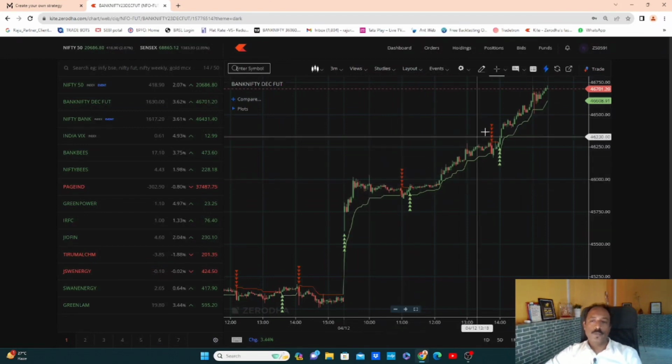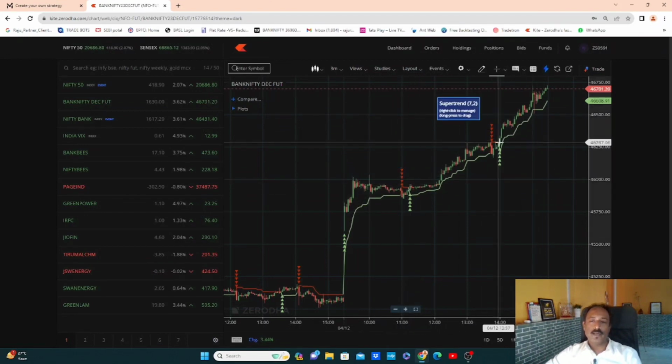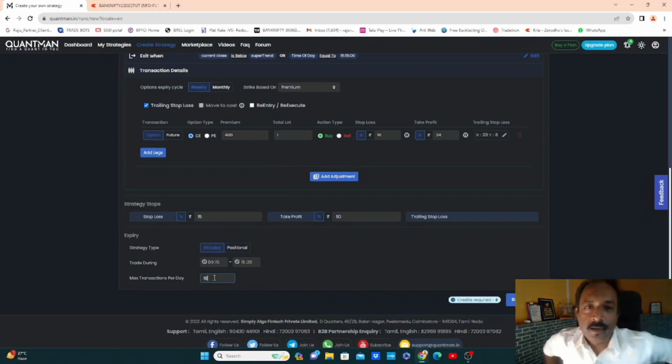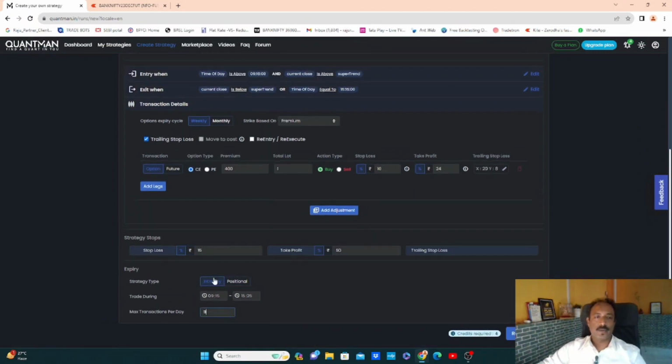If you don't want to miss this rally, and want to enter again here and here, you have to define to the system how many times it has to enter. Let us give 10 re-entries. So the maximum transactions is 10, but it will take a trade only when the condition is met, right? Time of the day is above 9:16 and the current close is above the super trend. It will take the trade only when it is above this, and it will reattempt up to 10 times. So that's it. All the rules are set, right?